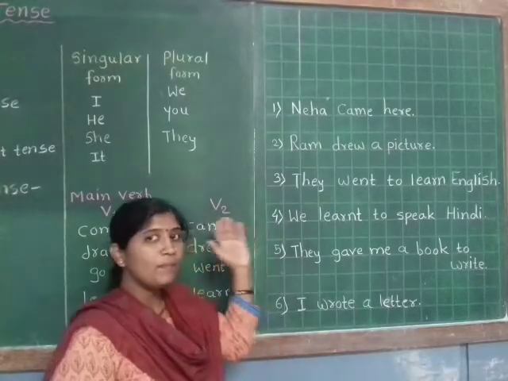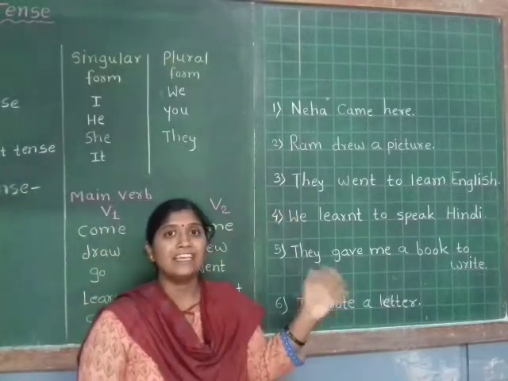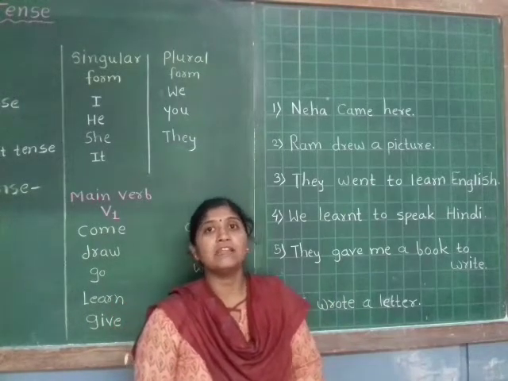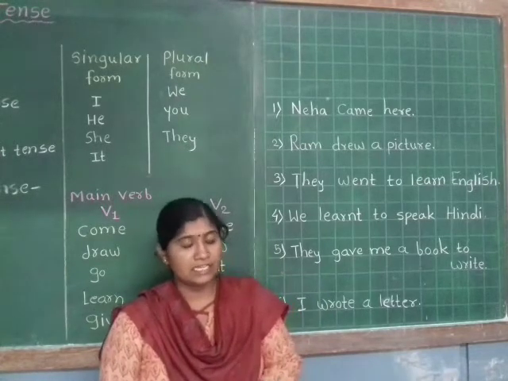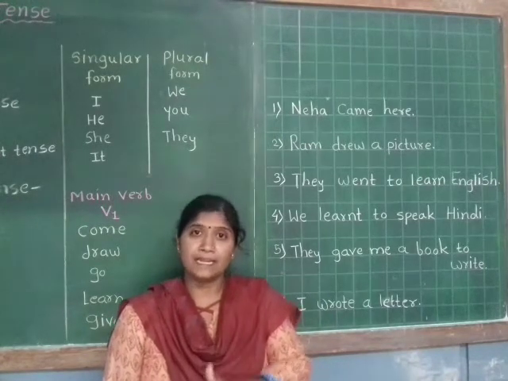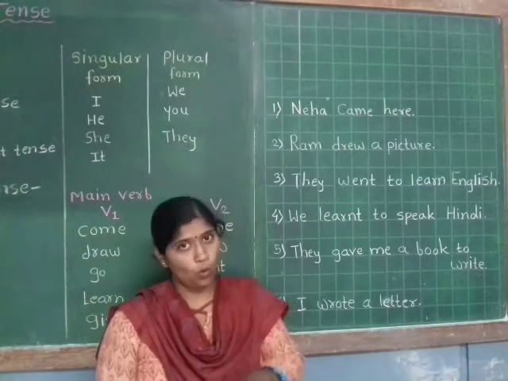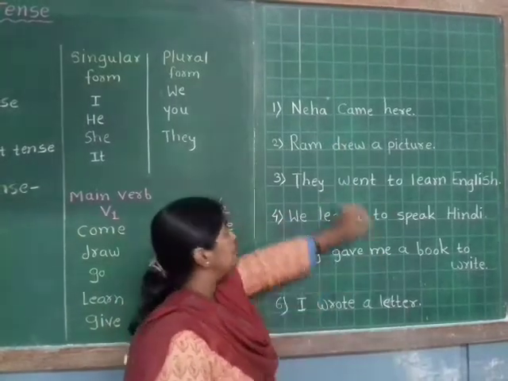Now with the help of the given verbs, we will make some sentences in simple past tense. Before that, once again we will repeat the formula of simple past tense. The simple past tense formula is S plus V2 plus O. Okay. Look here students, I have written here some examples.